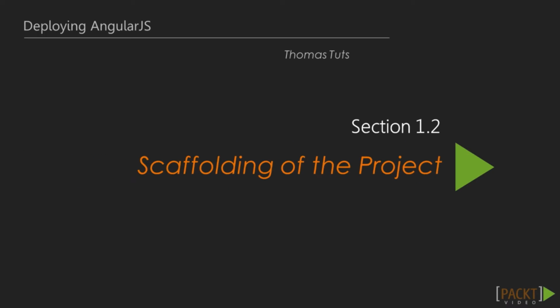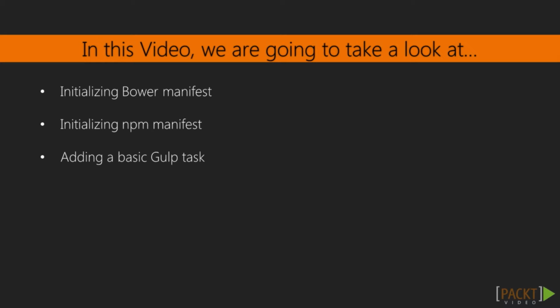This is the second video on deploying AngularJS, the first section called Setting Up. In this video, we'll be scaffolding our project. What that means is we're going to take a look at initializing both the manifest for Bower as well as npm to keep track of all our dependencies. We're also going to add a basic Gulp task to illustrate how Gulp works.